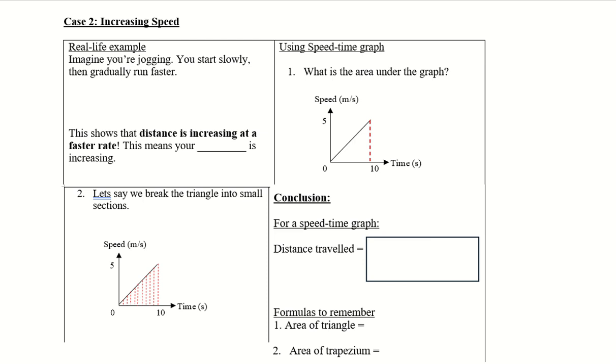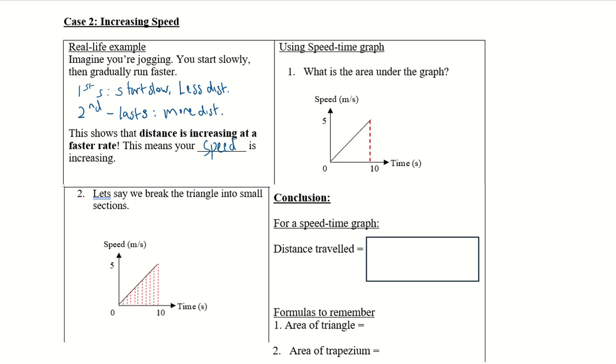Let's say we are jogging, or perhaps sprinting. You start slowly, then go faster and faster. So in the first second, you start slow. Correct? You cover less distance. But over time, from the second all the way to the last second, we increase the speed, and more distance is covered. So our distance is increasing at a faster rate, which means our speed is increasing.